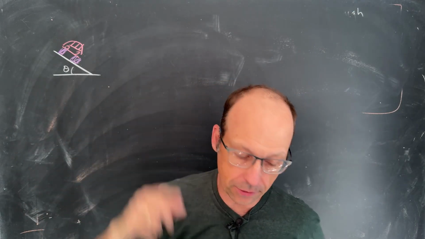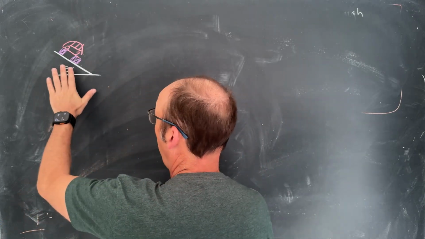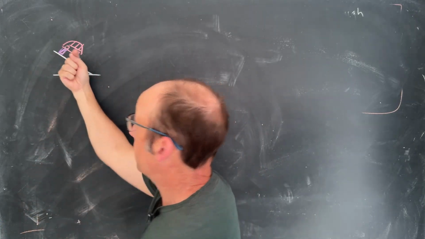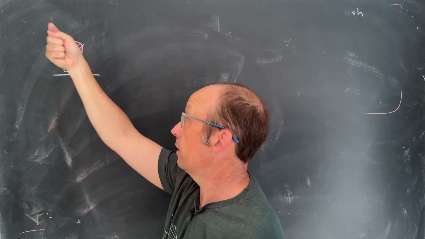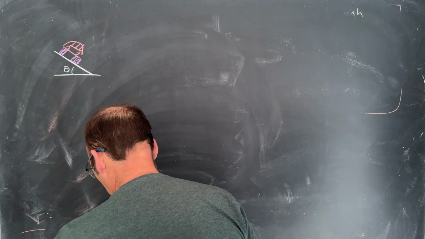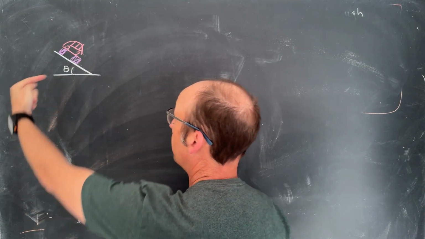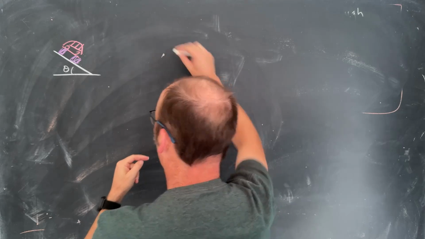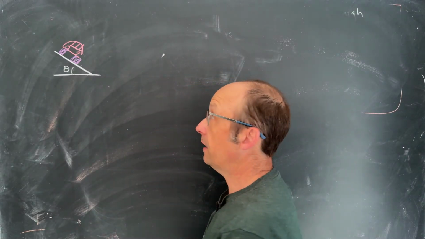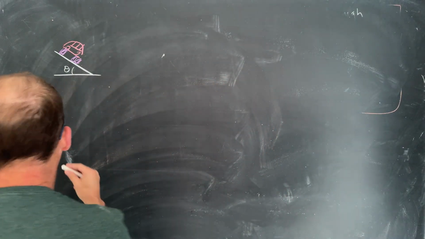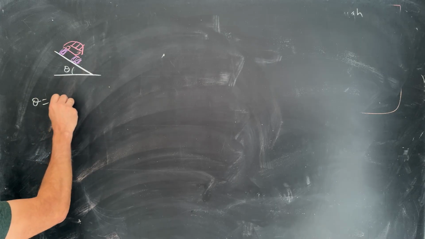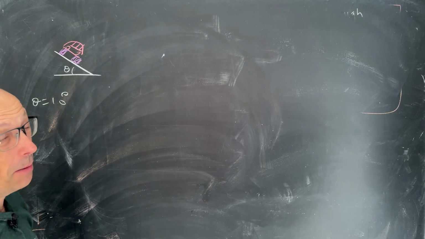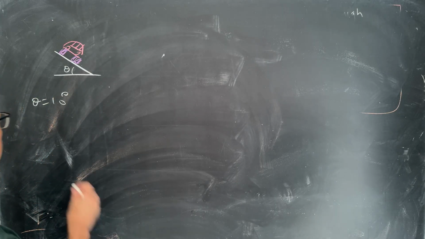I've already started with the picture. Here is my car, and there's my banked turn. The car is coming out of the page right there, out of the board, and the center of the circle is over here. So we know, number one, theta is 10 degrees. That's probably kind of steep, but I just picked something. You can pick your own values.